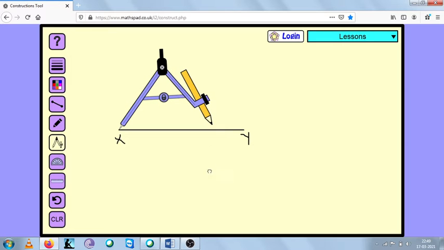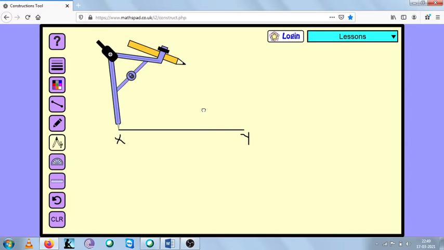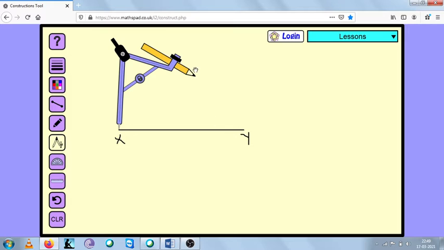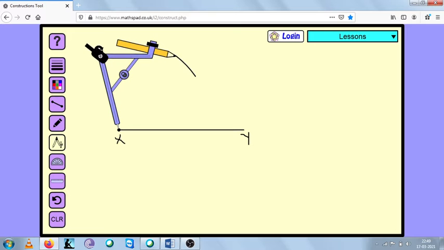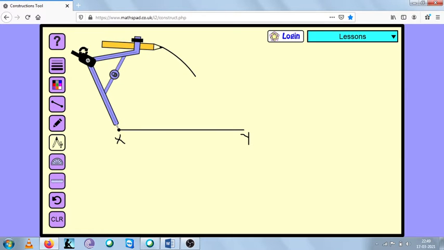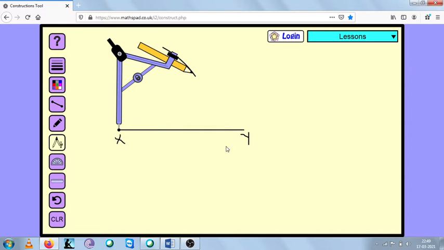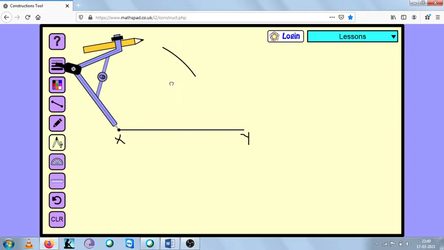Then make an arc at the top, and in the same way down also. Up, and the same way down also. The arc should be made below the line segment also.